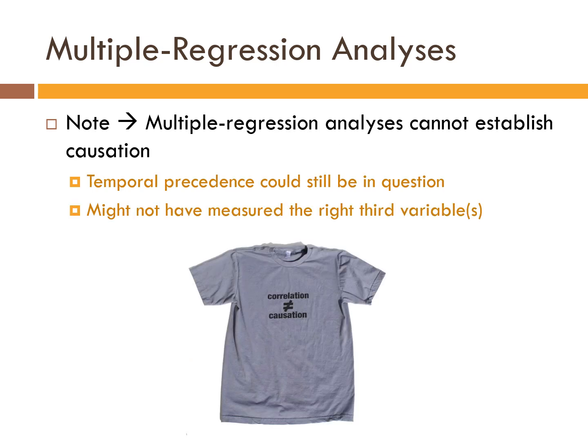So as a note, I want to reiterate what I just said at the end. You cannot establish causation ever with a multiple regression. And this is for two reasons. One, there might still be a temporal precedence issue, issue number 2, that's called into question, and there might not be all of the things controlled for. There might be a new third variable that you just didn't think of.